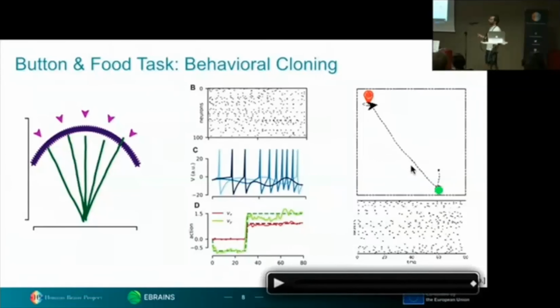Actually, it is possible to generalize on the position of the food, but it is not very good in generalizing on the position of the button. So this task is pretty challenging, and the network at this moment is not able to generalize really well to every possible condition of the task.